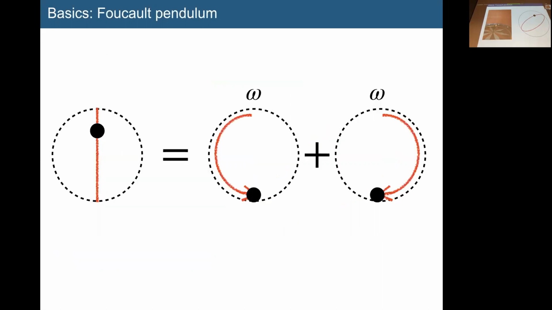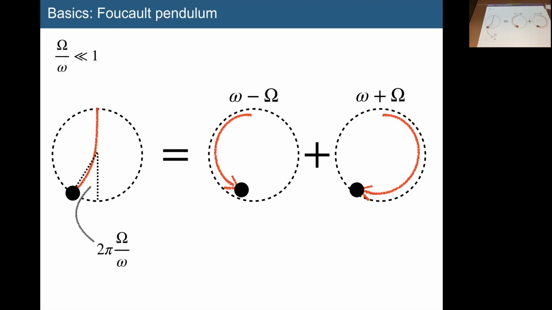But if you want to analyze the system under rotation, it's helpful to decompose the motion into motions of different handedness. And so if our pendulum bob is oscillating back and forth across the plane of the Foucault pendulum, I can understand this motion as simply a superposition of the bob swinging to the left and the bob swinging to the right. And if the Earth was not rotating, both these motions occur at the same angular frequency, and so when the bob starts at the top, they then meet again at the opposite side of the circle.